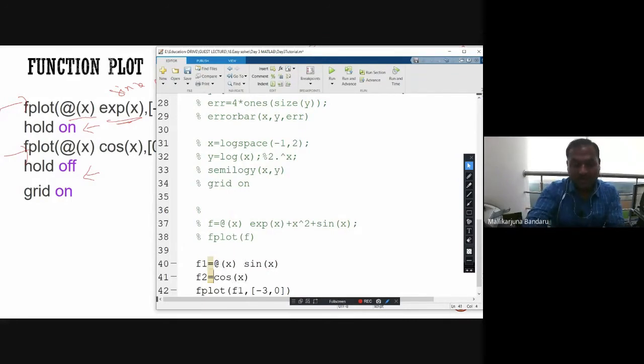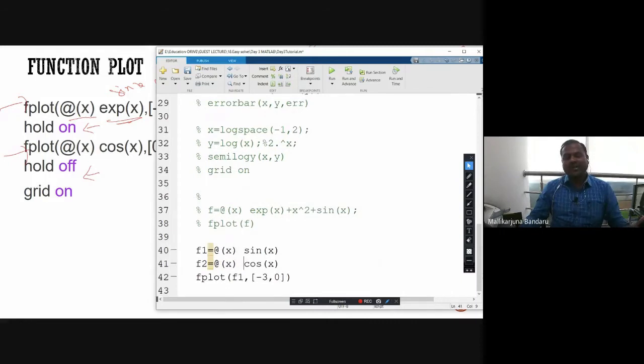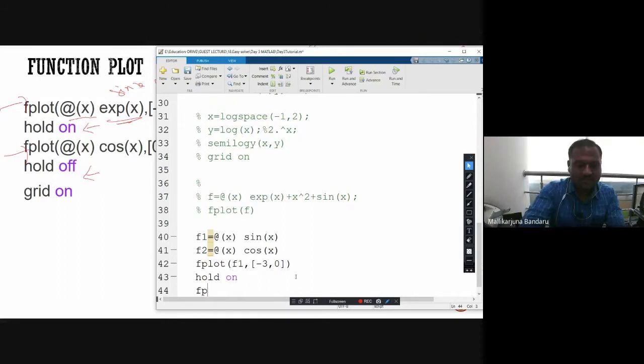Because we are using the fplot syntax, we are not giving any information about x. I mean, we are not assigning x a certain value. So taking an anonymous expression like at the rate of x means that x is some symbolic variable. That's why we are using an anonymous expression for sin x and cos x. Suppose -3 to 0. Next, hold on, fplot f2 and 0 to 3. Suppose this. Let us run this and see what we get.